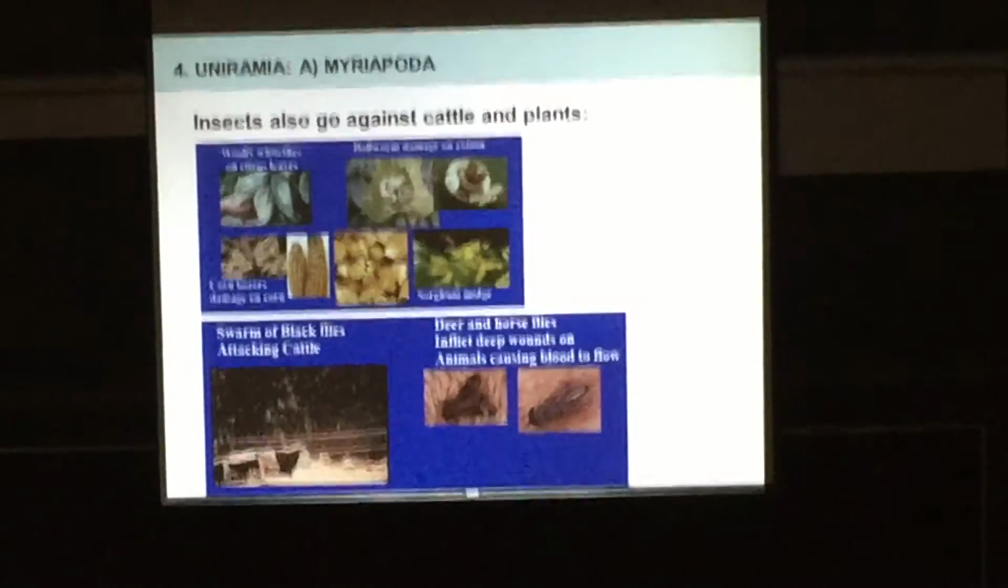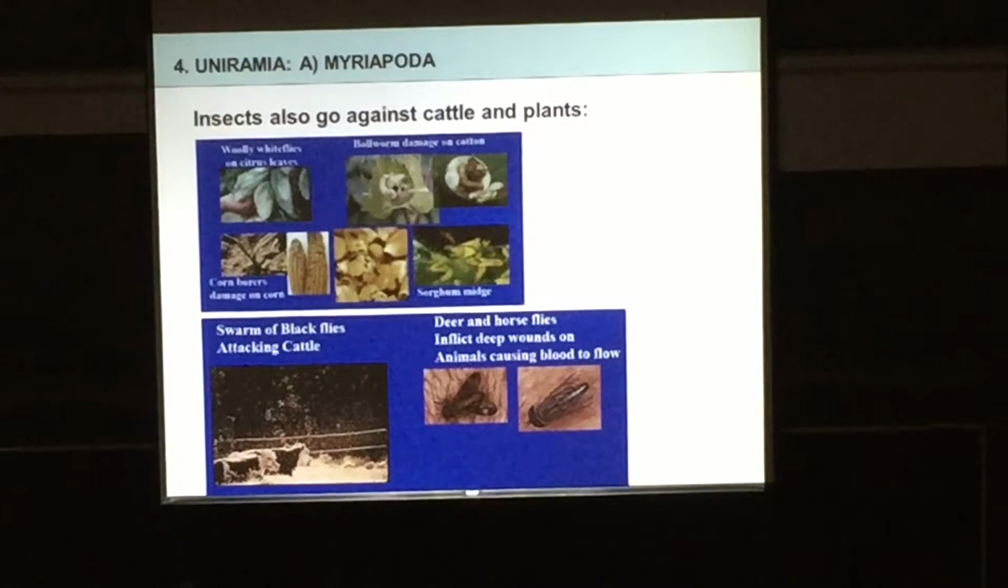We have black flies. In Canada especially, we have black flies attacking cattle. We have deer and horse flies, which inflict deep wounds on animals. And what's not up there are bot flies. Have you ever run into bot flies before? Bot flies, real neat ones are mango flies. Search either one of those on YouTube.